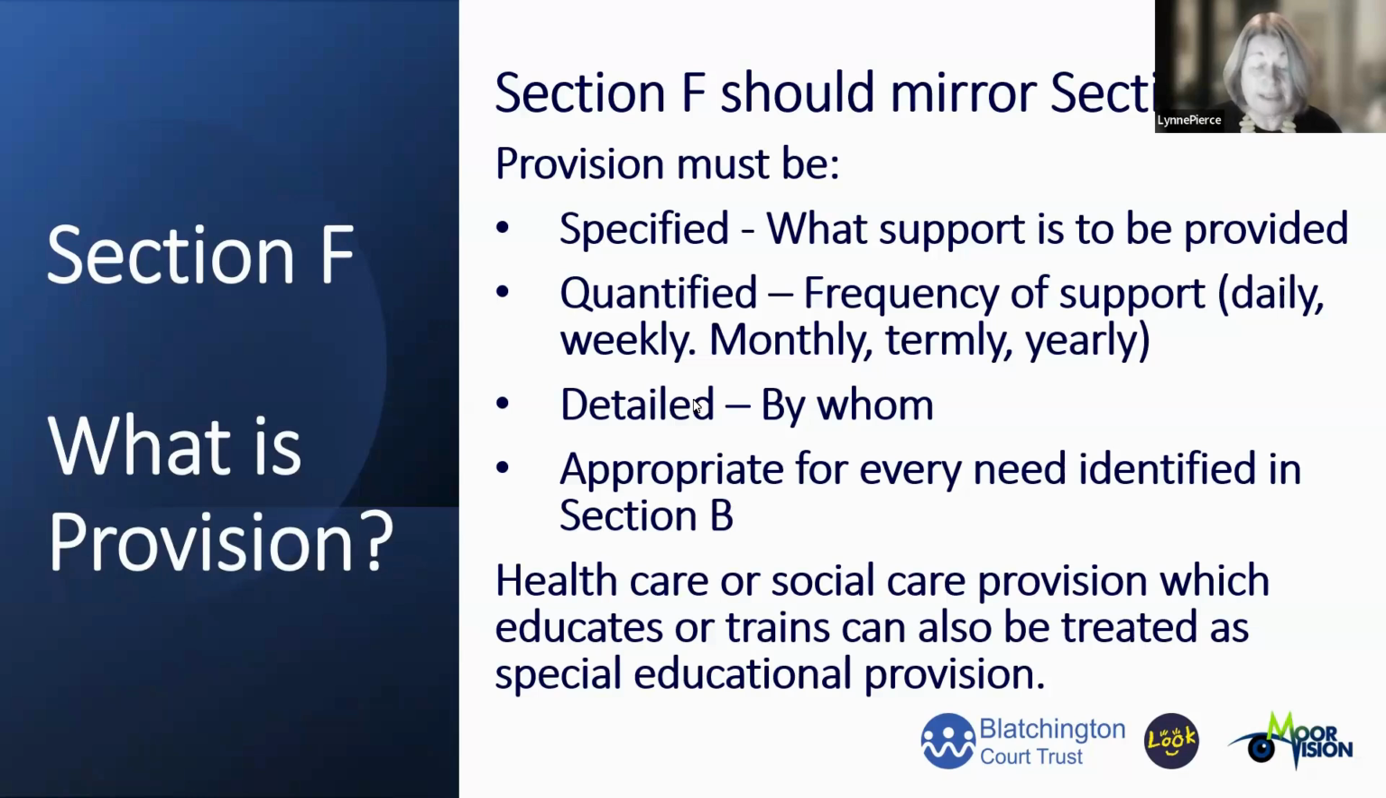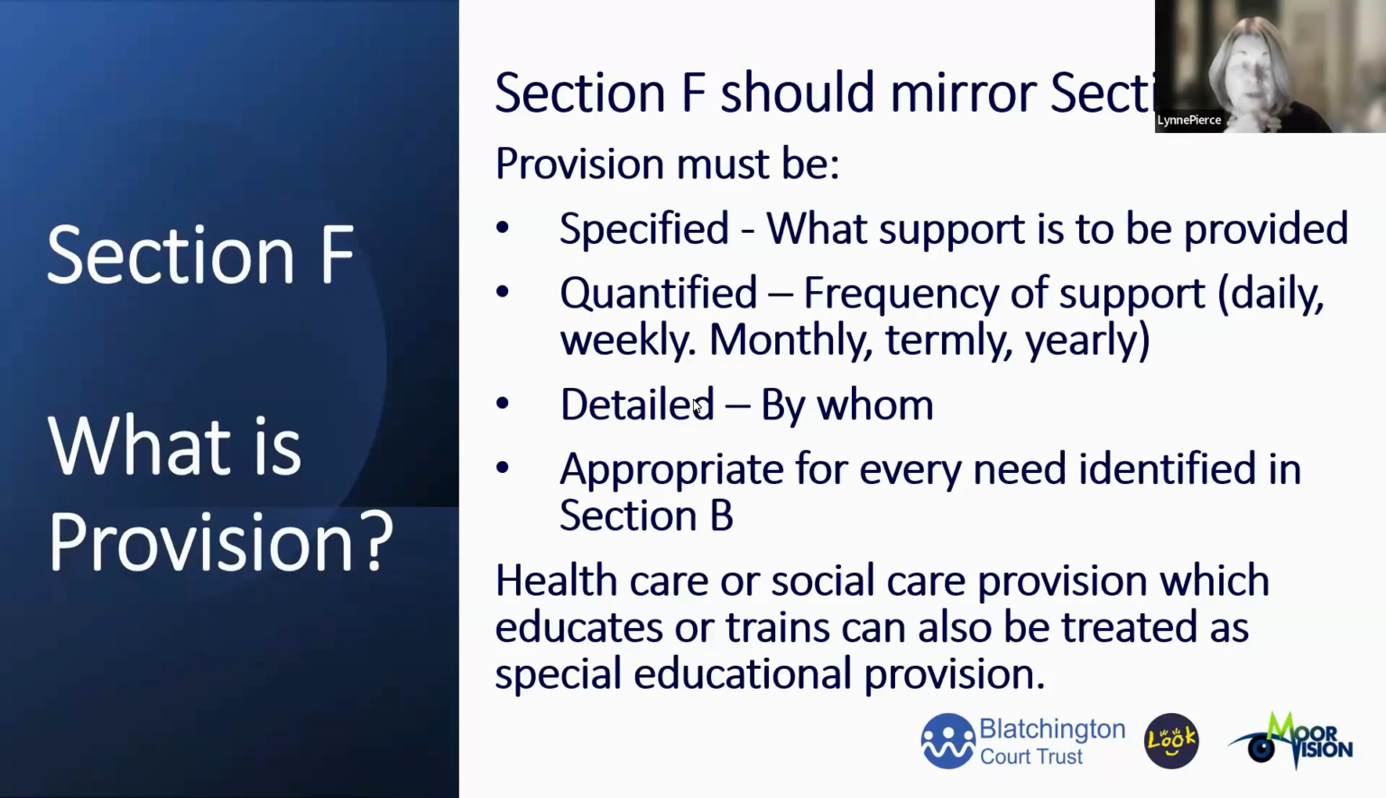Section F basically should mirror what's in section B. If you've got a need, there must be provision to address that need. It should be described in a way that leaves absolutely zero room for argument or for doubt. So provision must be specified, i.e. what support is going to be provided, and quantified, the frequency of the support. Is it going to be daily, weekly, monthly, termly, or yearly?